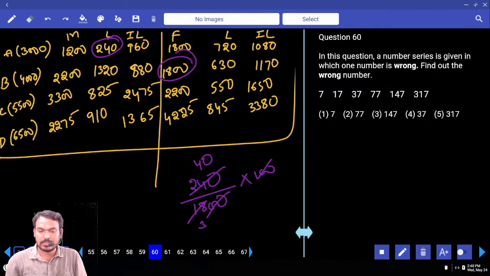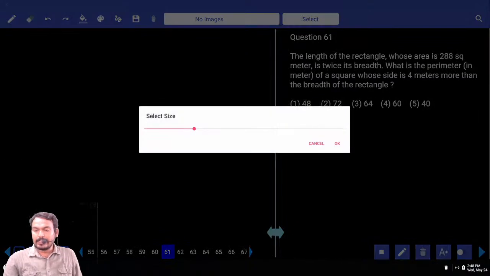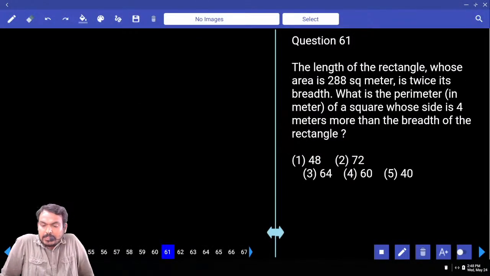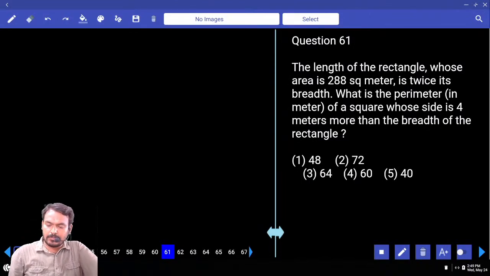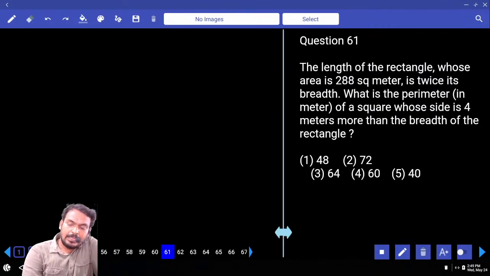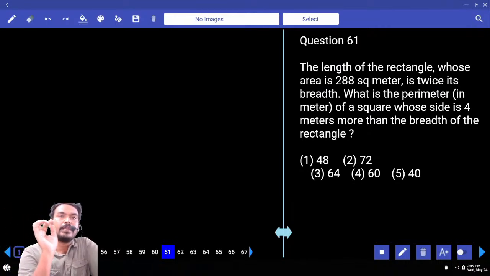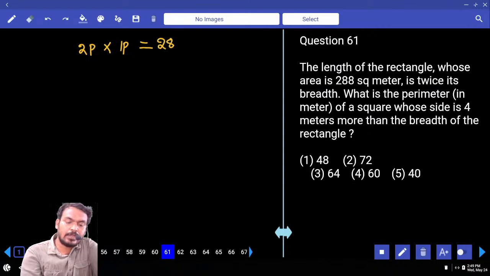Next question number 61. The length of a rectangle whose area is 288 square meters is twice its breadth. What is the perimeter of a square whose side is 4 meters more than the breadth of the rectangle? Area is equal to how much? 288. But length is twice which one? Breadth. Breadth is one part. Length is two parts. These two are multiplied, it is equal to 288.